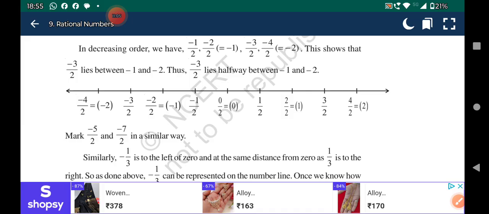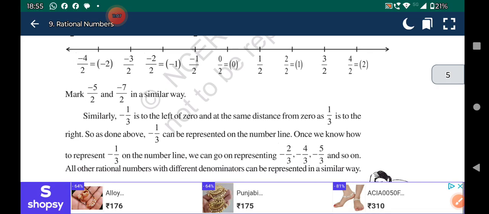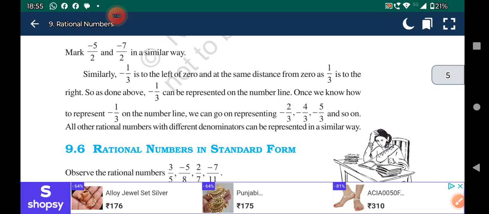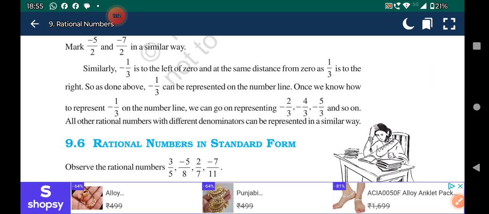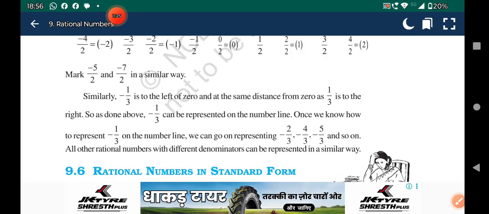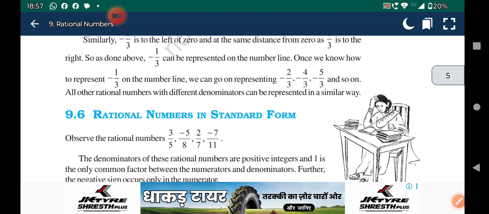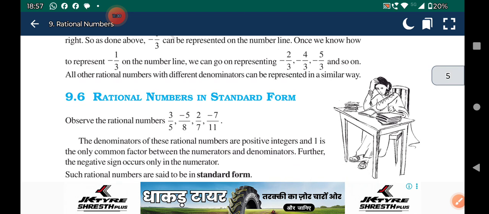Similarly, minus 1 by 3 is to the left of 0 at the same distance from 0 as 1 by 3 is to the right. So minus 1 by 3 can be represented on the number line. Once we know how to represent minus 1 by 3 on the number line, we can go on representing minus 2 by 3, minus 4 by 3, minus 5 by 3 and so on. All other rational numbers with different denominators can be represented in a similar way.